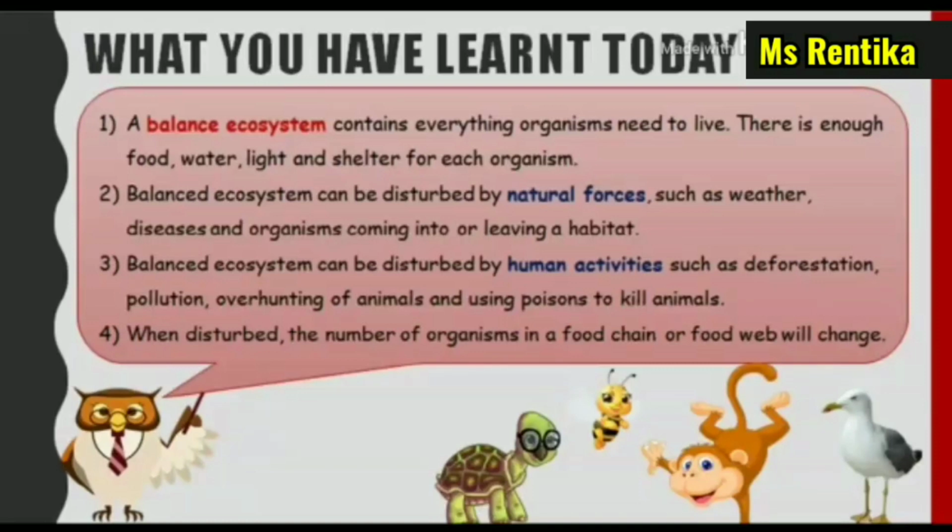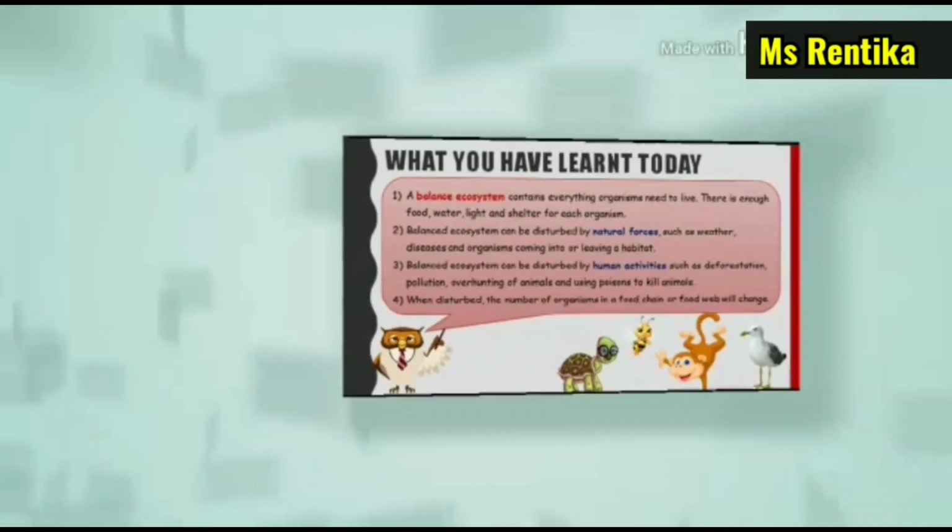3. A balanced ecosystem can be disturbed by human activities such as deforestation, pollution, overhunting of animals, and using poisons to kill animals. 4. When disturbed, the number of organisms in a food chain or food web will change.